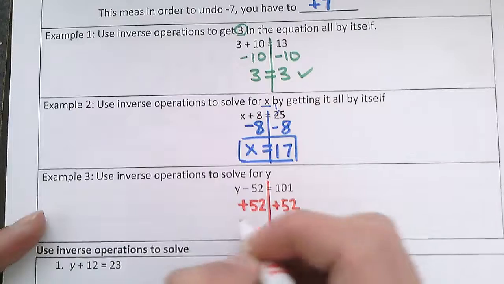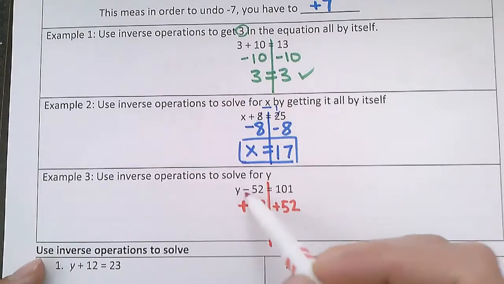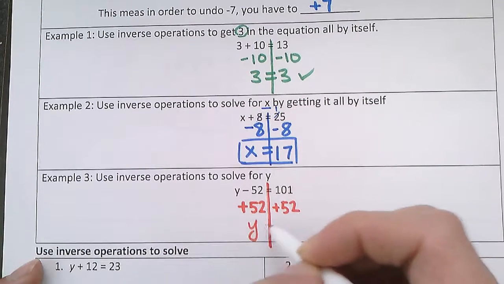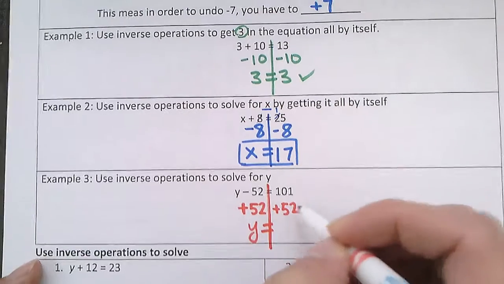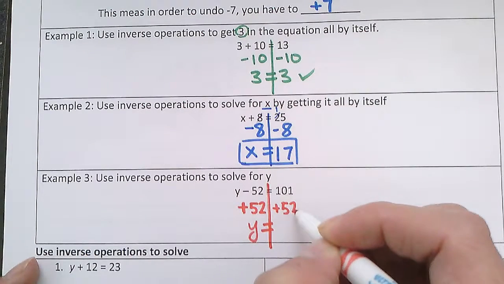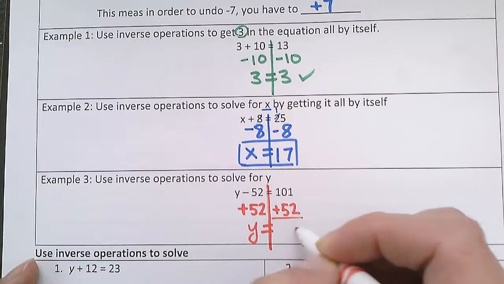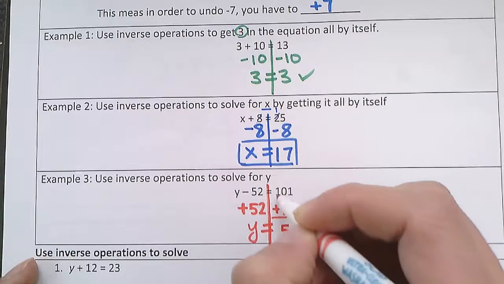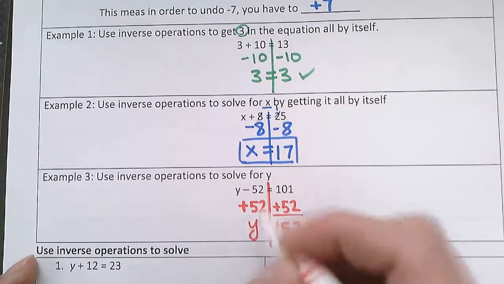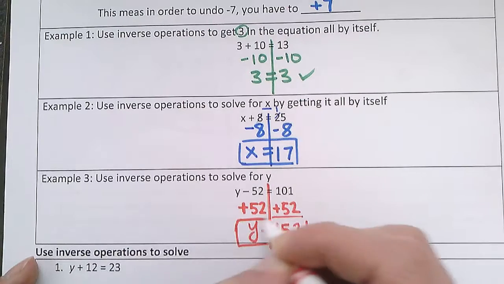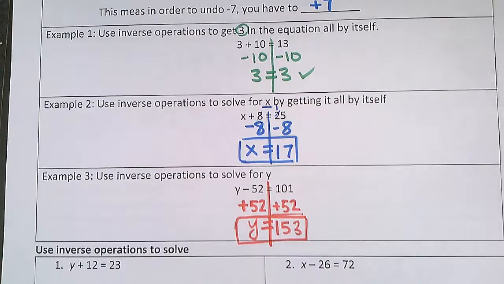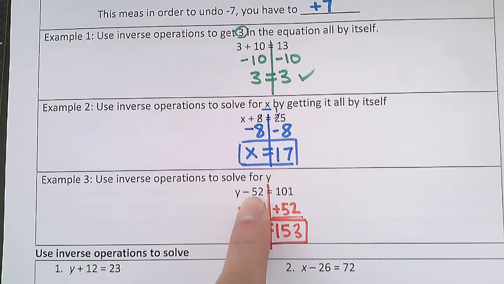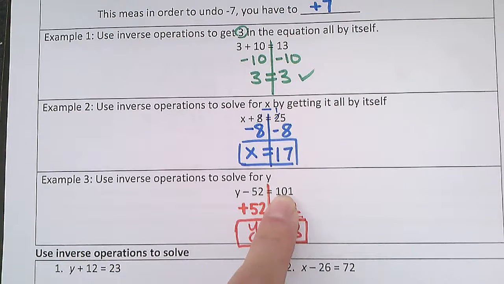Plus 52. And so, minus 52 plus 52, that cancels out. So all we have is y left on this side. And then on this side, we can add this up. The 101 plus 52. 2 plus 1 is 3. 5 plus 0 is 5. And then the 1, we bring down the 1. So y equals 153. Right? 153 minus 52 would give us 101.